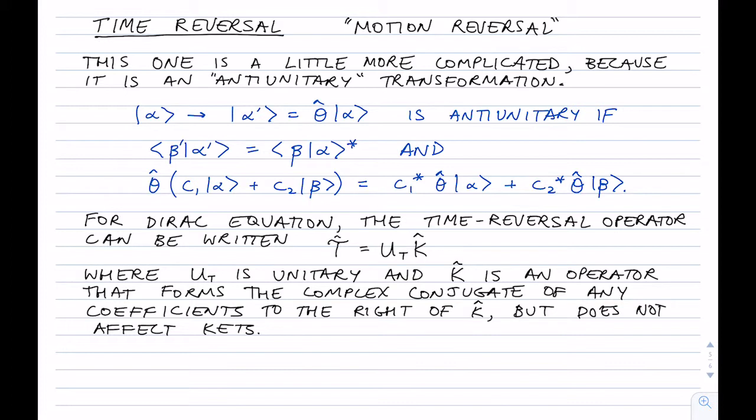So for the Dirac equation, we can write our time reversal operator, using the curly T, as some unitary matrix UT, a 4x4 matrix, just like the other discrete symmetries had, times this operator K. And K is an operator that forms the complex conjugate of any c-numbers to the right of it, but it does not affect kets. So it will affect the wave function in coordinate representation, for example. That would take the complex conjugate. But if we just write it as the ket psi, then it will not affect psi. In general, you can always write an anti-unitary transformation in this form. It will be some other operator times K, where the other operator is unitary. So this is what it will look like for us for the Dirac equation specifically.